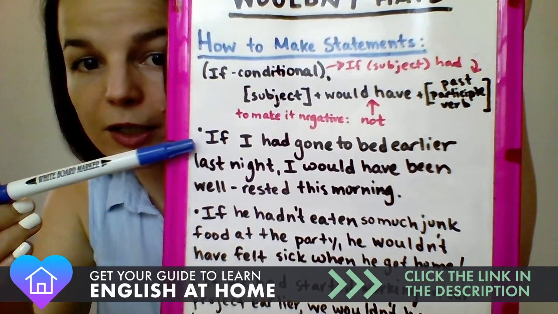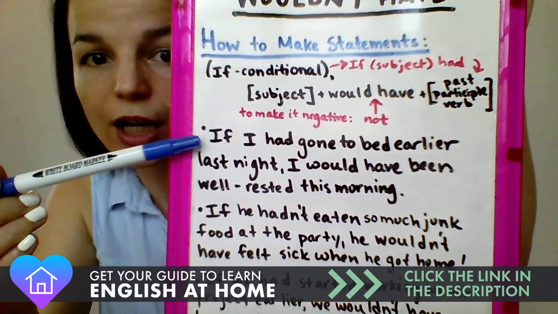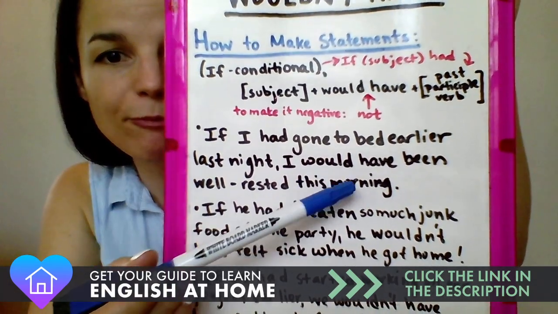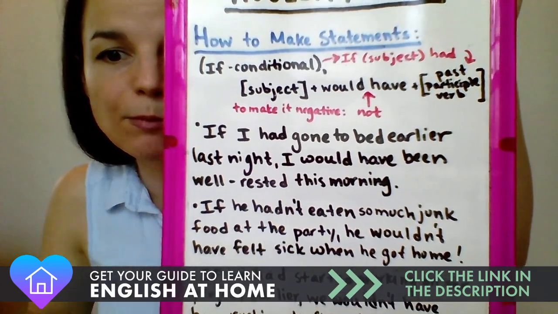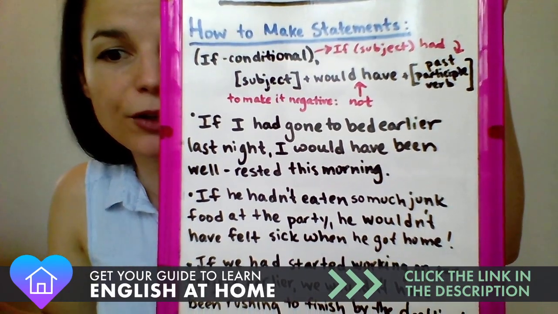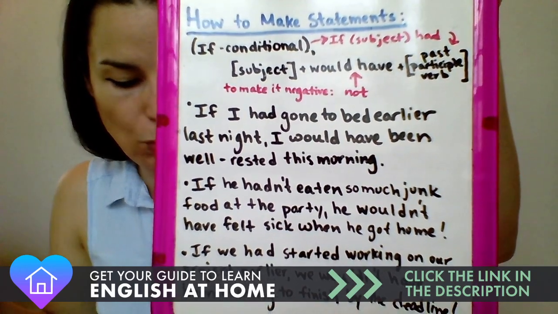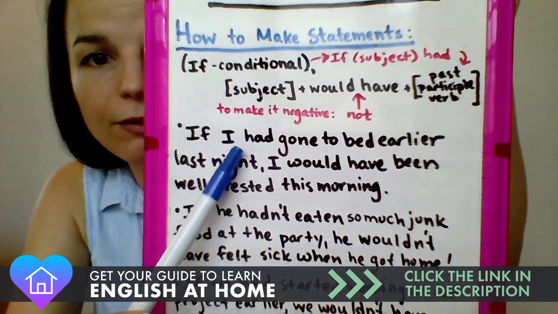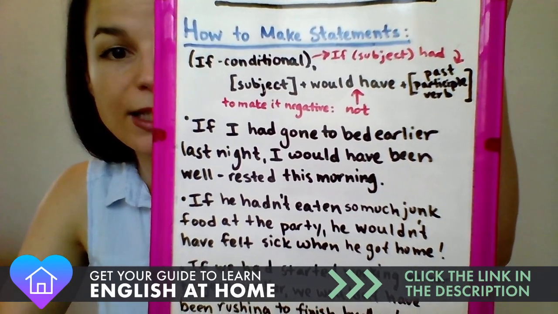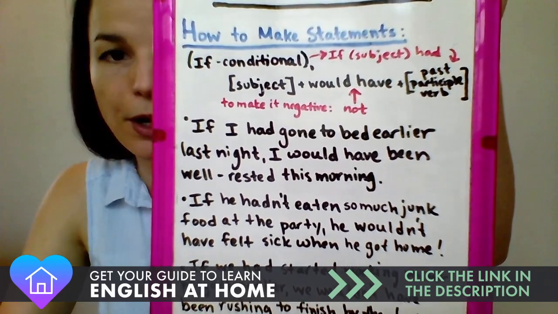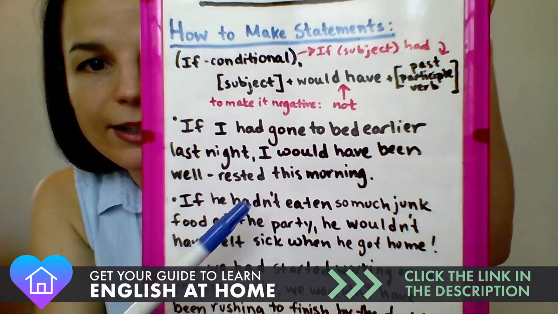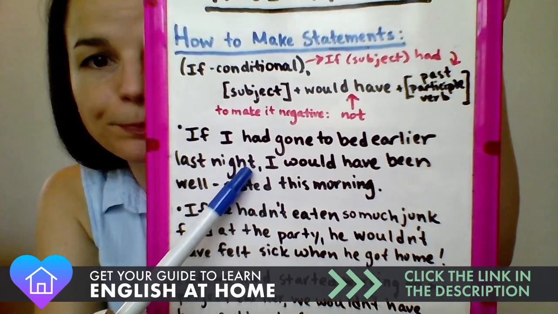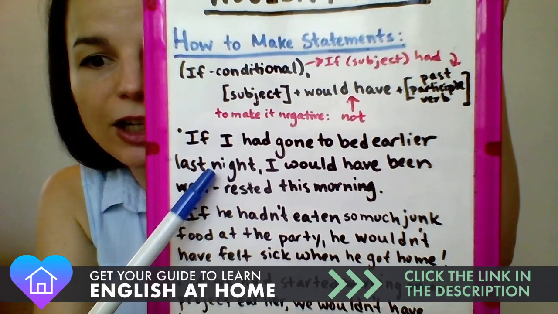First example here. Here's my if conditional. If I had gone to bed earlier last night, I would have been well rested this morning. So again, what is happening in this sentence? First part right here, this if I had gone to bed earlier last night part, this is my if conditional, yeah? It starts here with if and ends with my comma. This comma is a very good hint.